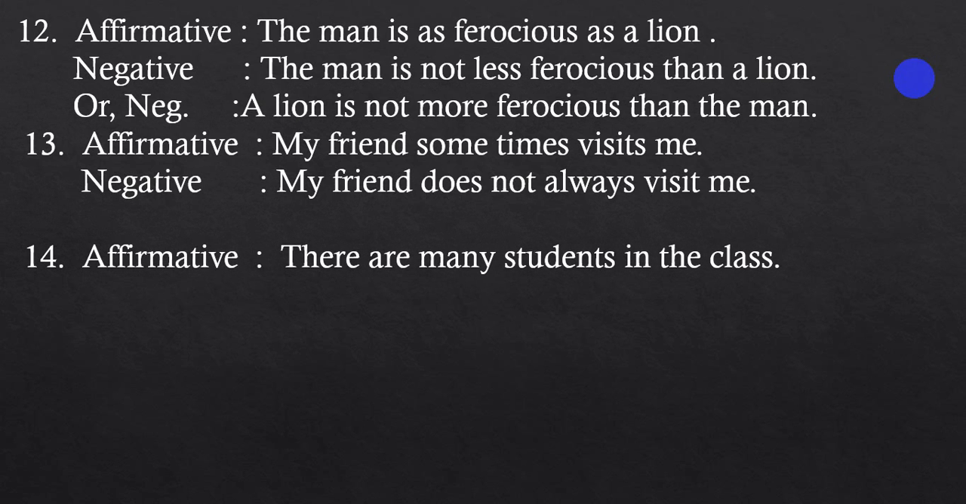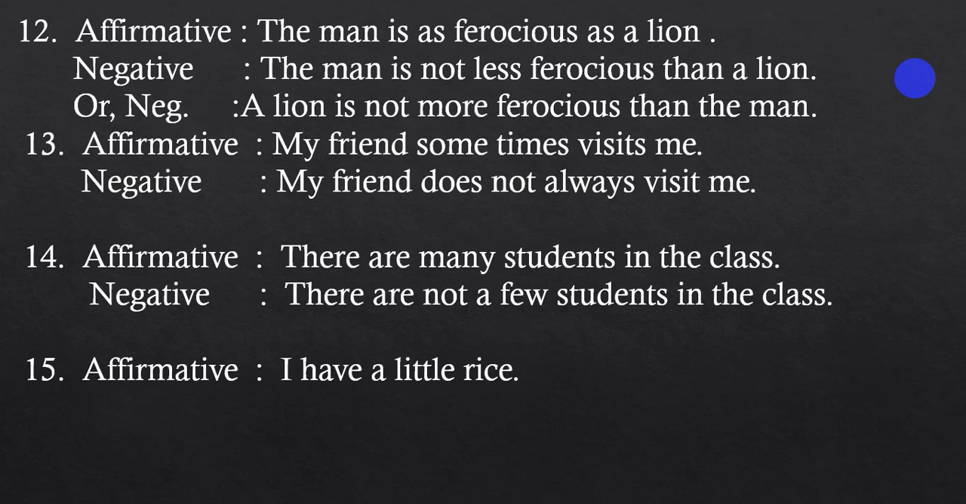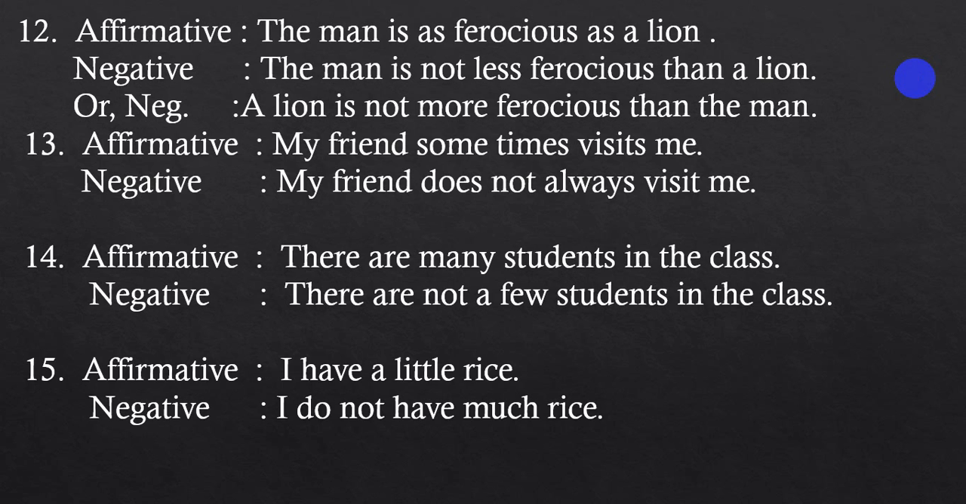Serial number 14. Affirmative sentence: There are many students in the class. Note: an affirmative sentence with "many" will be negative using "not a few" instead of "many". Then the sentence will be, there are not a few students in the class. Last one, serial number 15. Affirmative sentence: I have a little rice. Note: an affirmative sentence with "a little" will be negative using "not much" instead of "a little". Now the sentence will be, I do not have much rice.